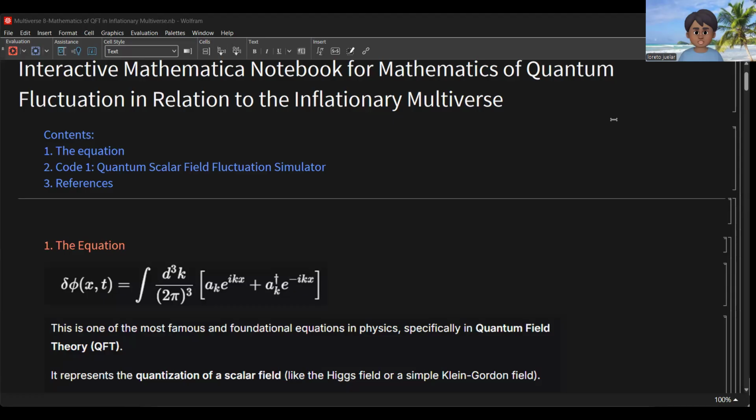Interactive mathematical notebook for mathematics of quantum fluctuation in relation to the inflationary multiverse.